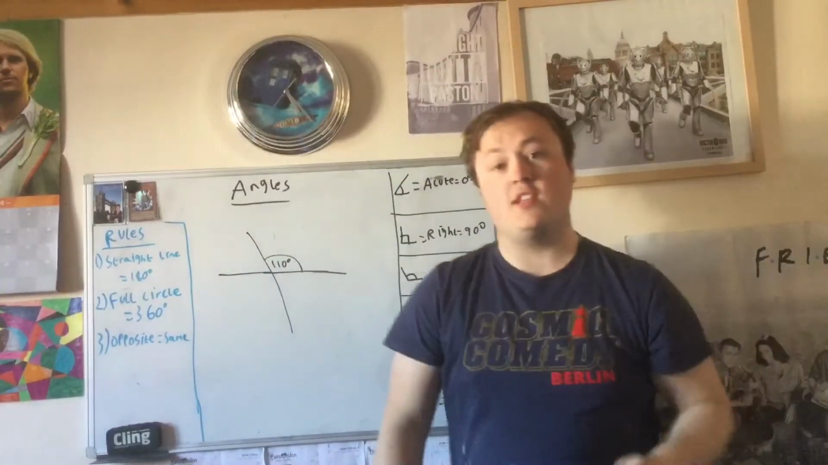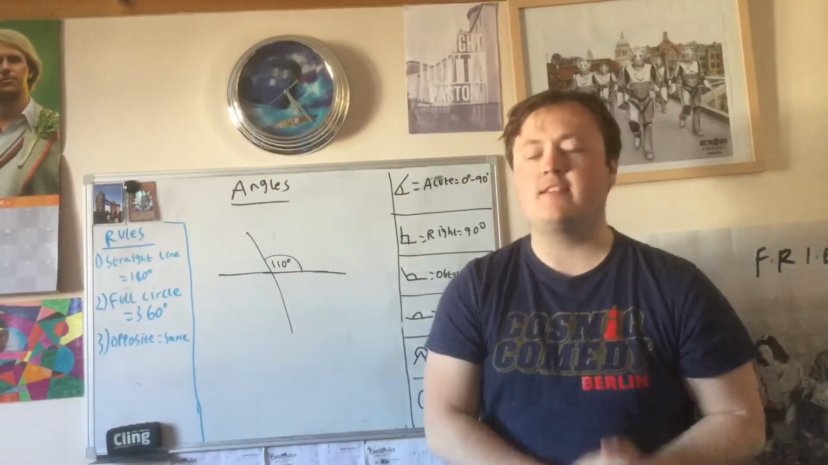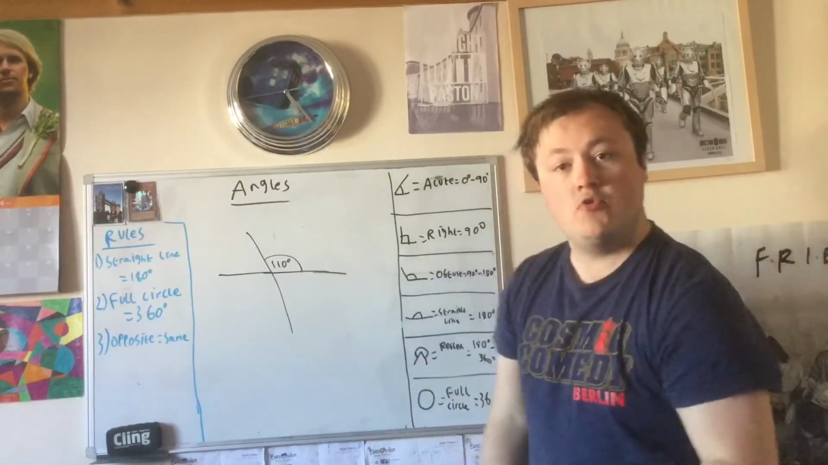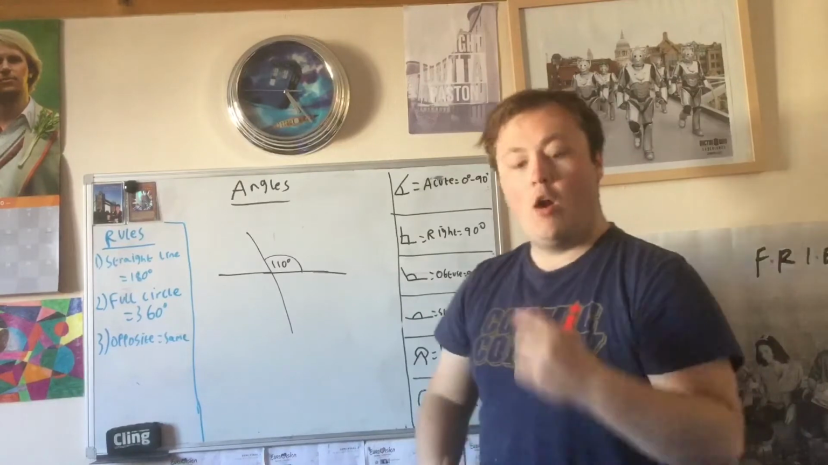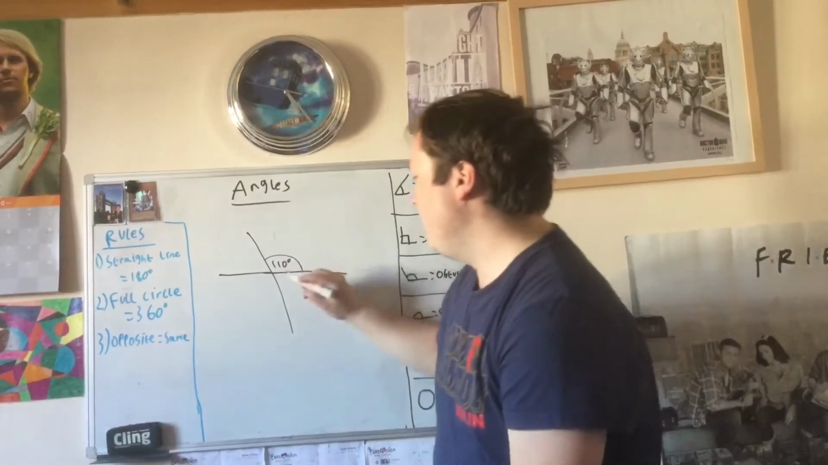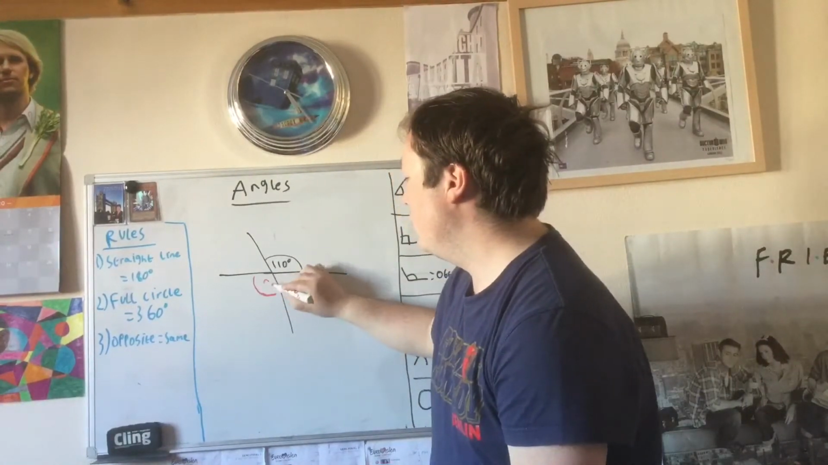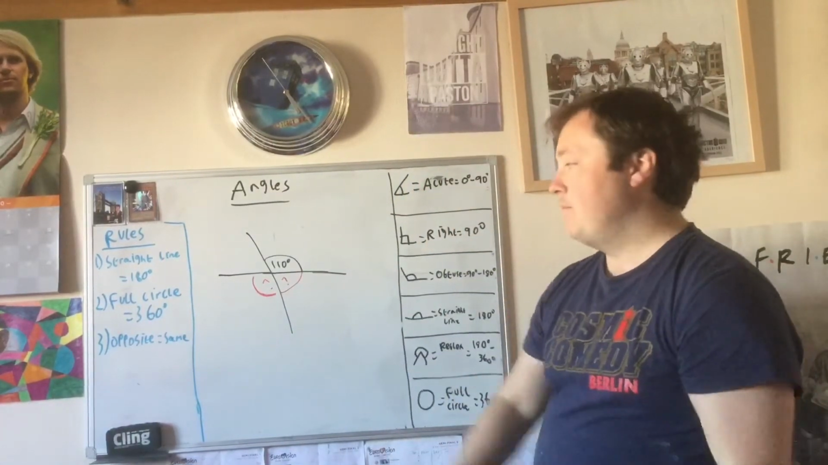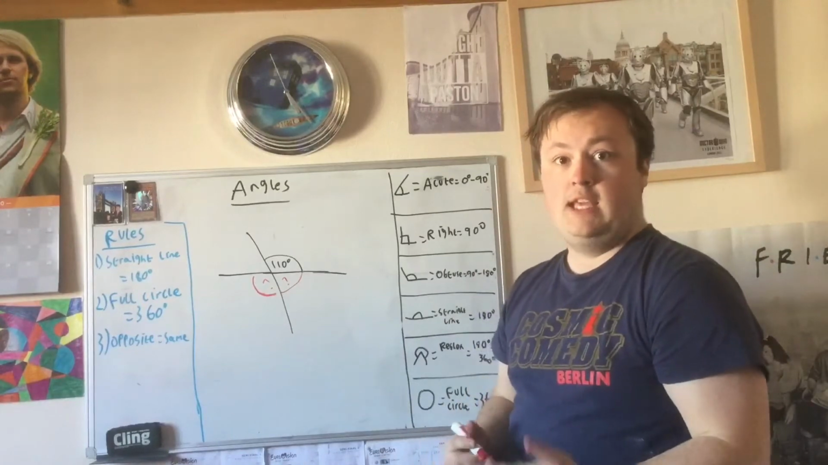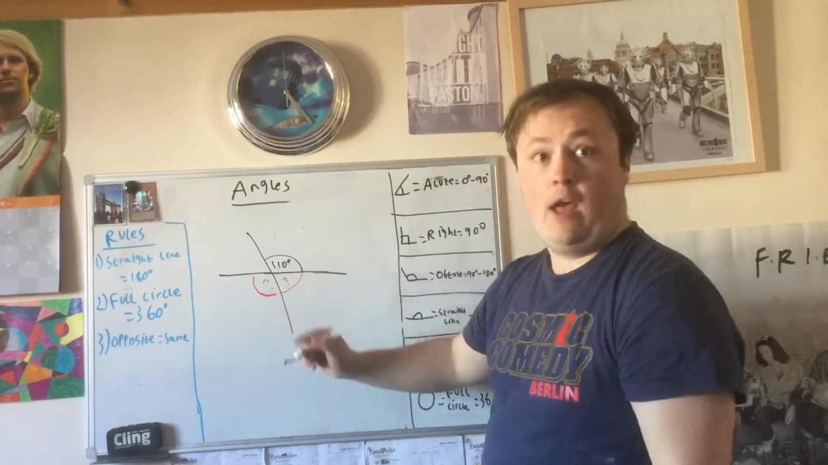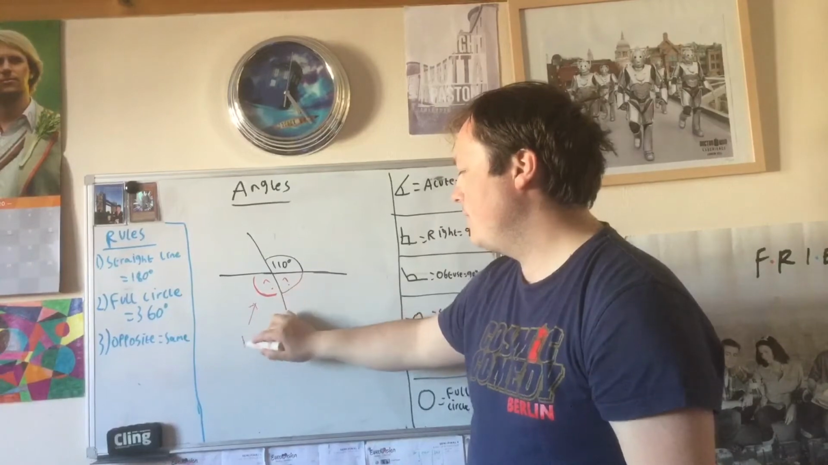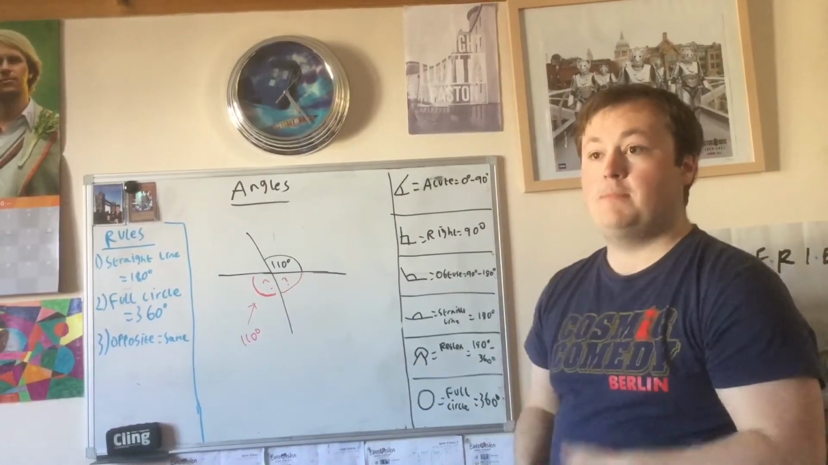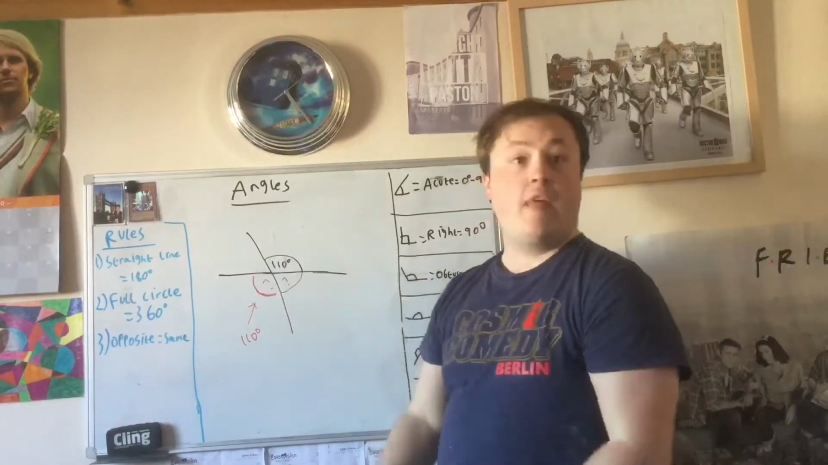And we can use this rule to help us with problems like this. I have two lines that have crossed into each other, and I have this angle which is 110 degrees. I want to find not only this angle, but this angle as well. Now, this angle we can find easily because they're opposites. Now, this angle we could also find because opposites are equal, but we don't know what that angle is.